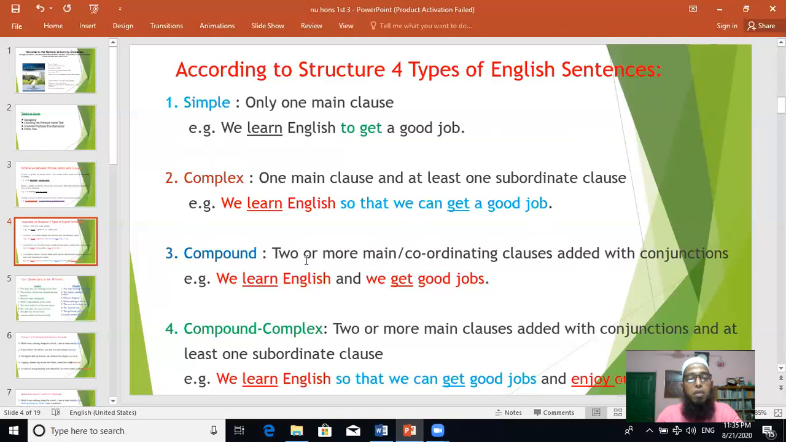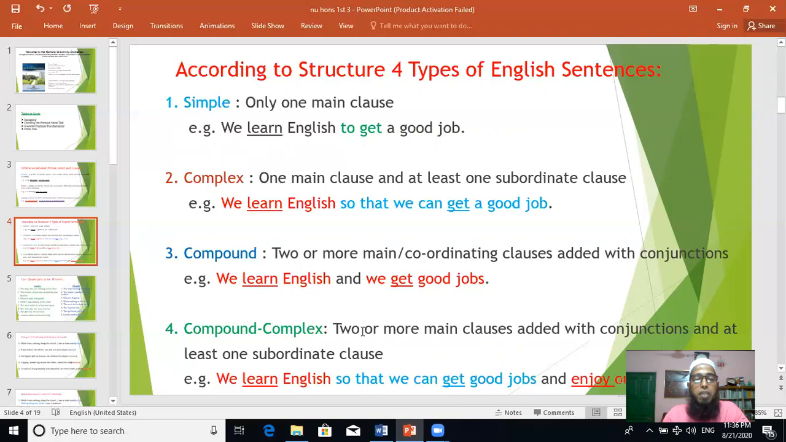Compound sentence: two or more main clauses, or coordinating clauses, added with conjunctions like and, but, or, either or, neither nor, or not only but also, like that. So for example, we learn English and we get good jobs. So we get good jobs is one main clause. We learn English is another main clause, added with a conjunction, a coordinating word. When the main clauses are added with coordinating words, these main clauses are also called coordinating clauses. So a coordinating clause is nothing else: main clauses, when added with coordinating words, are called coordinating clauses.